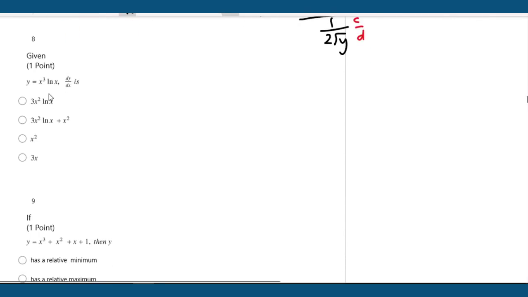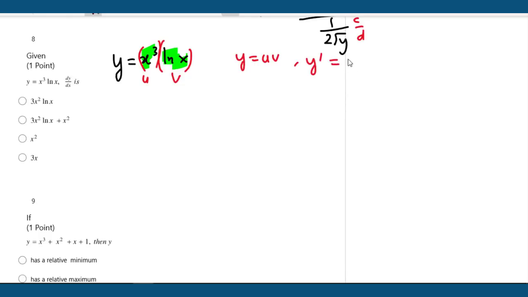Number 8. Number 8 is also find dy/dx, given y equals x cubed times ln x. So now you have two different functions. This is considered uv. So y is equal to uv, and y prime equals u prime v plus u v prime. You need to use the product rule.